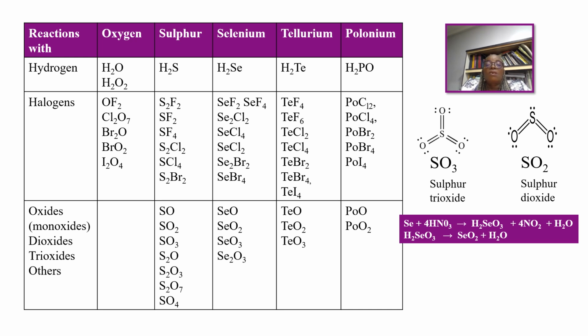So these dioxides are generally obtained by heating the element in air. The dioxide of selenium and tellurium can also be prepared by treating the element with concentrated nitric acid, followed by heating the oxo acid. The equations are shown here. We can see selenium reacting with nitric acid, and we have formed the compound H2SeO3. It will now decompose to form the oxide of selenium plus water.